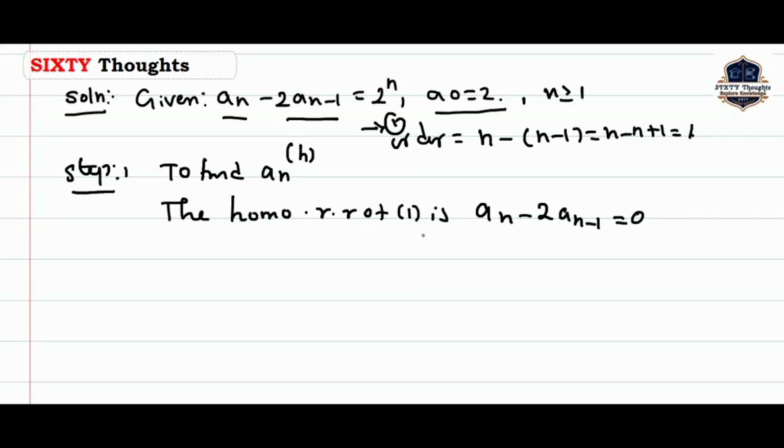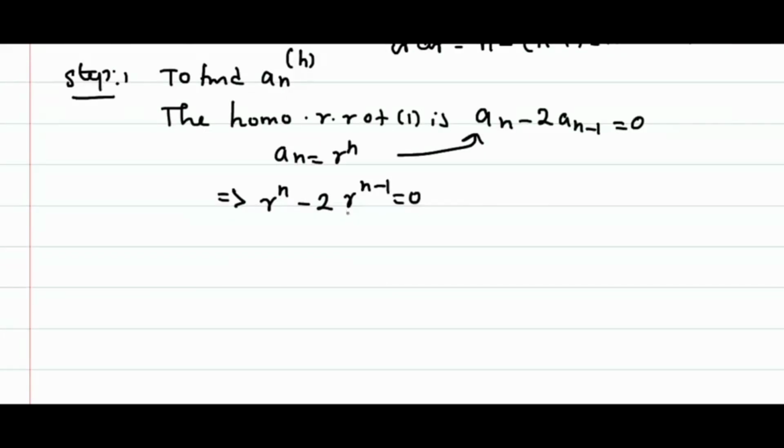So next step, what is the next step? Replace a_n with r power n in this equation. So we get r power n minus 2 times r power n minus 1 equals 0, replacing n with n minus 1. Next, I am going to take the least term outside. If we take r power n minus 1 outside from this equation, we get r power n minus 1 into r minus 2 equals 0.